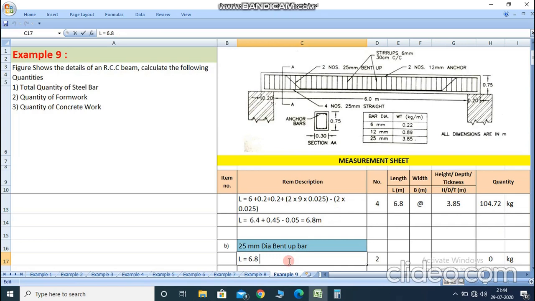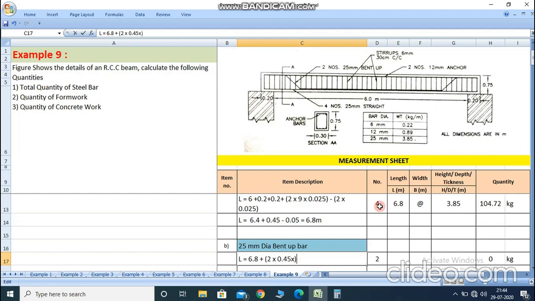So as per the last lecture we discussed, if the bent up bar is provided, in the equation we add 0.45x for one side bent up bar. But here left side and right side, two bent up bars are provided. So we provide 2 multiplied by 0.45 into x. Clear? So here we find out the x value.